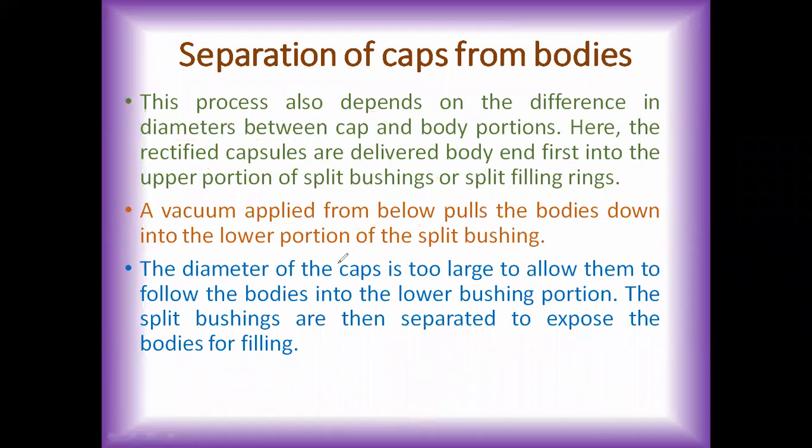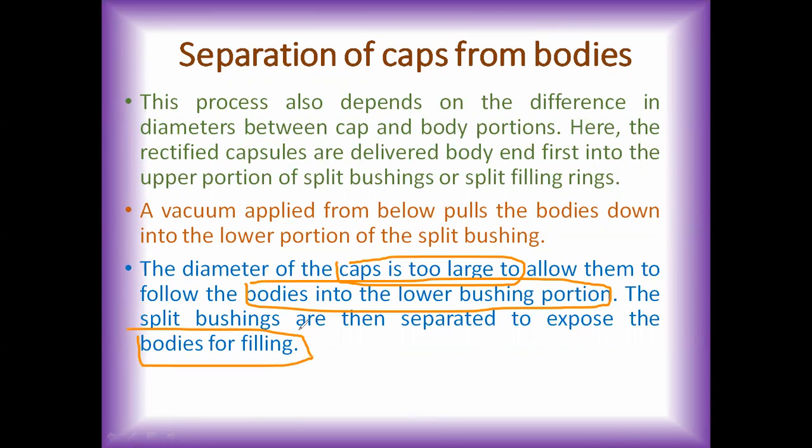So the body part will be coming in the lower portion of the split bushing. The diameter of the cap is too large to allow it to follow the bodies into the lower bushing portion. So as the diameter of the cap is more, these caps will not come into the lower bushing portion where we have the bodies, which we have pulled with the help of vacuum. The split bushings are then separated to expose the bodies for filling. So this split bushing will be separating the body part, and later on these body parts will be subjected to the filling.